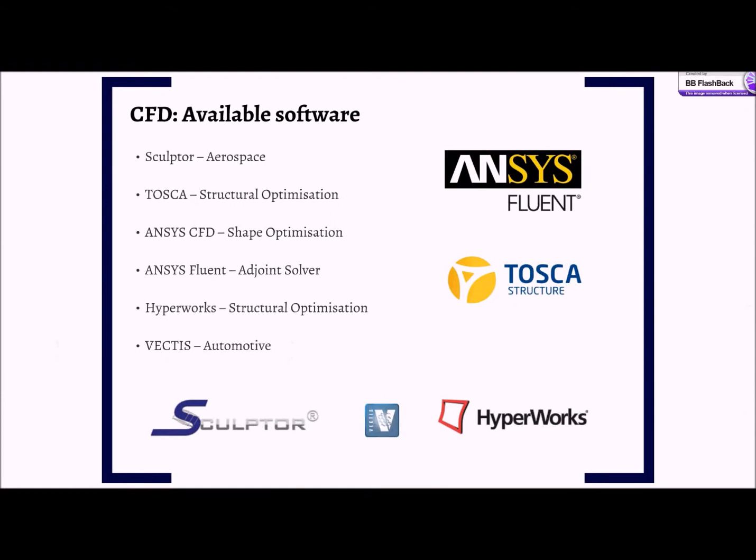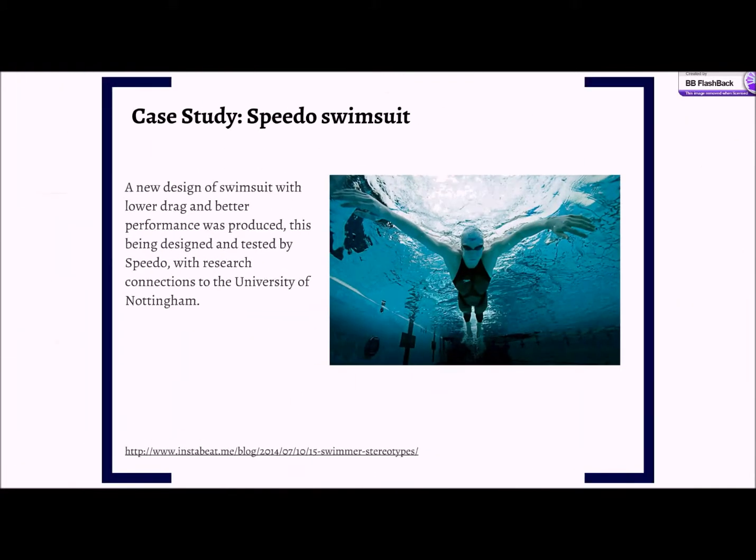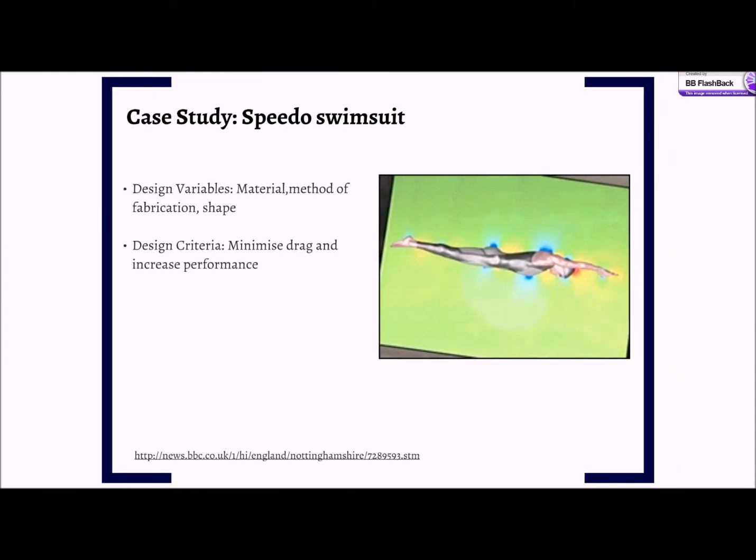Shape optimization software, for example, such as ANSYS CFD, automatically adjusts the geometric parameters of a specific design until specified optimization goals for the design are met. An example of CFD optimization is a high-quality Speedo swimsuit, which has been used numerous times in high-caliber sporting events such as the Olympics. The aim was to reduce drag and aid the swimmer's performance as much as possible.